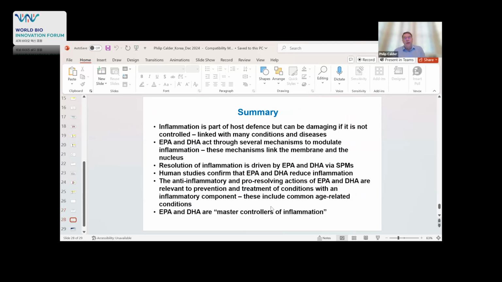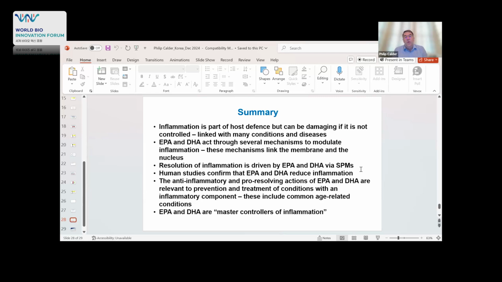So just to summarize now, inflammation is part of host defense, but it can be damaging if it's not controlled. And this links inflammation with many human diseases. I've talked about how the omega-3s, EPA and DHA, act through several mechanisms to modulate inflammation, and these mechanisms link the cell membrane with the nucleus. Resolution of inflammation is driven by omega-3s via specialized pro-resolving mediators.